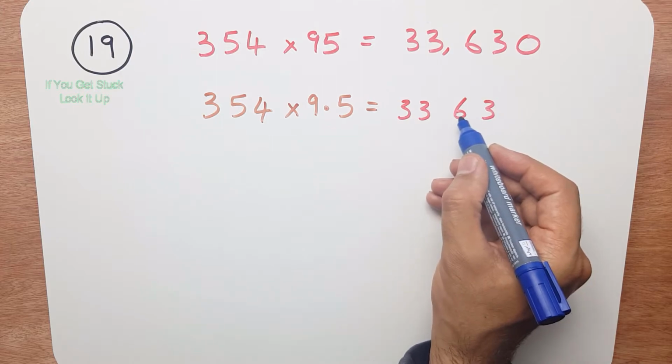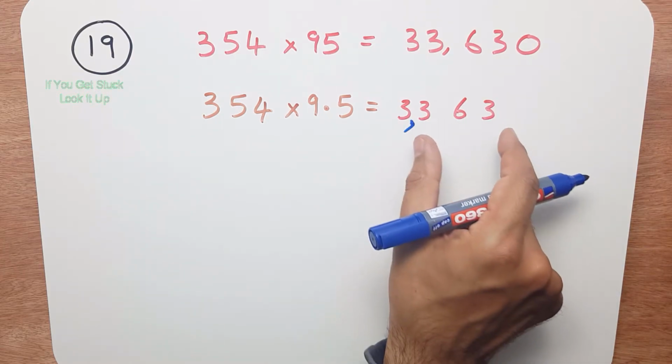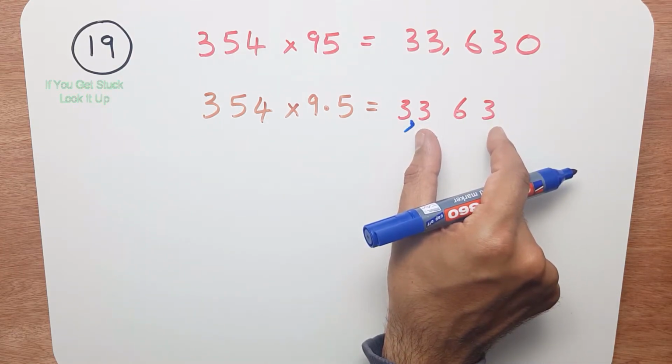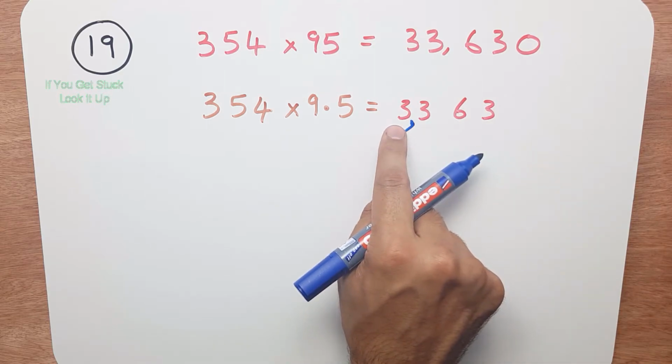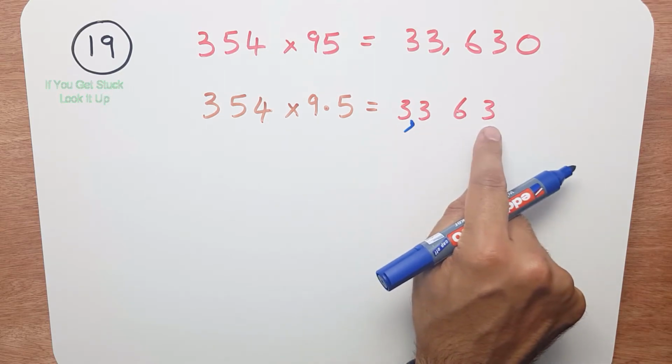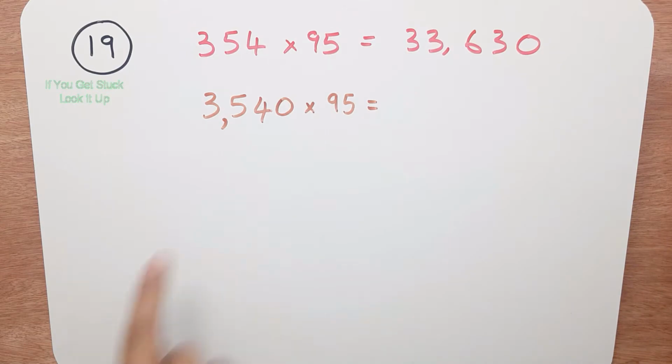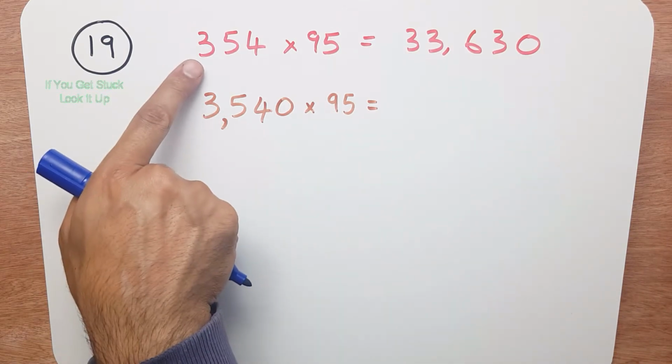As before, 1, 2, 3, comma. So this is our thousands. So it's 3,363.